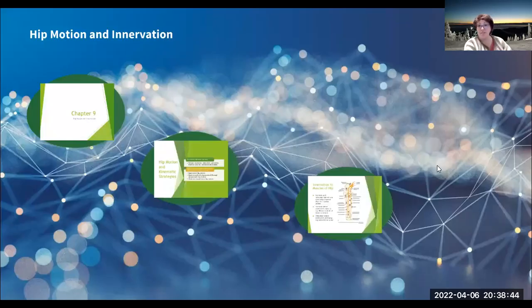All right, now we're going to get into some interesting stuff. Not that it's not all interesting, but we're going to talk about hip motion and innervation. And by hip motion specifically, I mean the kinematics of the hip. So it's the osteokinematics, and we'll briefly touch on the arthrokinematics, but not too much.